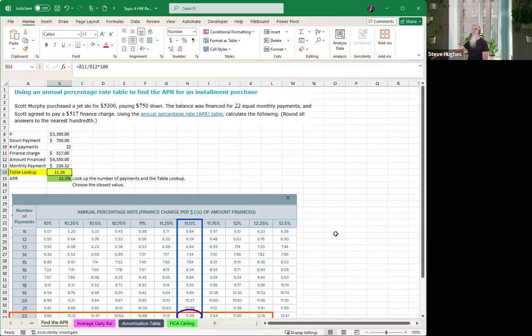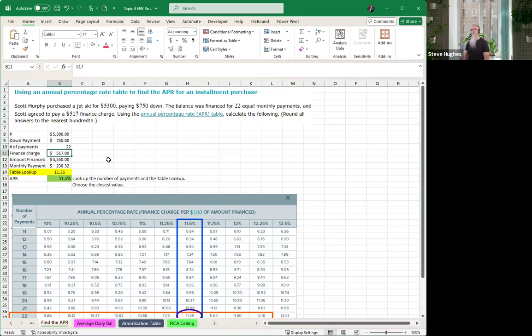All right. So first of all, everybody, let's enter the information into our cells in Excel. Once again, when you come to your question, you have to change these amounts that I'm entering now. One, enter the principal, the purchase amount, 5,300 in this case. Next, enter the down payment, $750. Next, enter the number of payments, 22. Next, we want to enter the finance charge, that is $517. And everybody, that is the end of the data that you must enter. Everything else is a formula or a lookup.